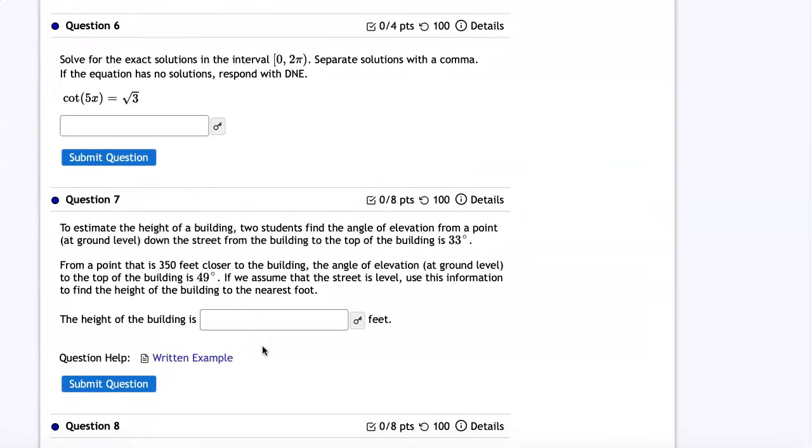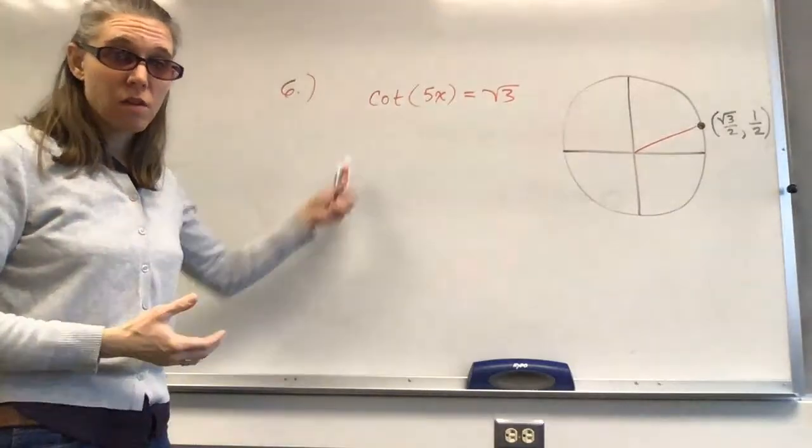Question number 6. Solve for the exact solutions in the interval from 0 to 2 pi again. This time, though, we're looking for exact solutions only, no decimal approximations. If the equation has no solutions, respond with D and E does not exist. Okay, so let's do this one on the board. So how do you solve a problem like this?